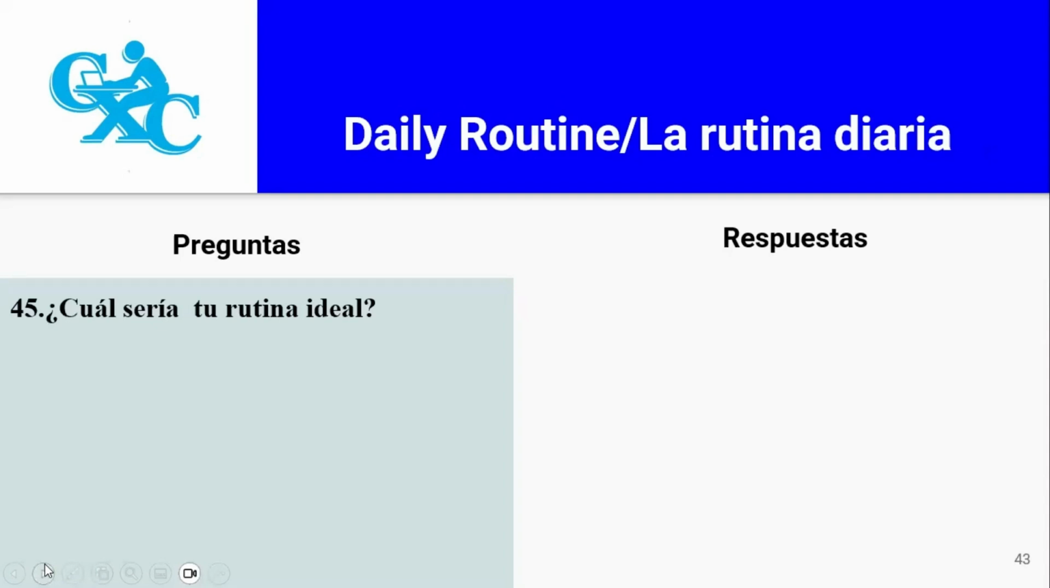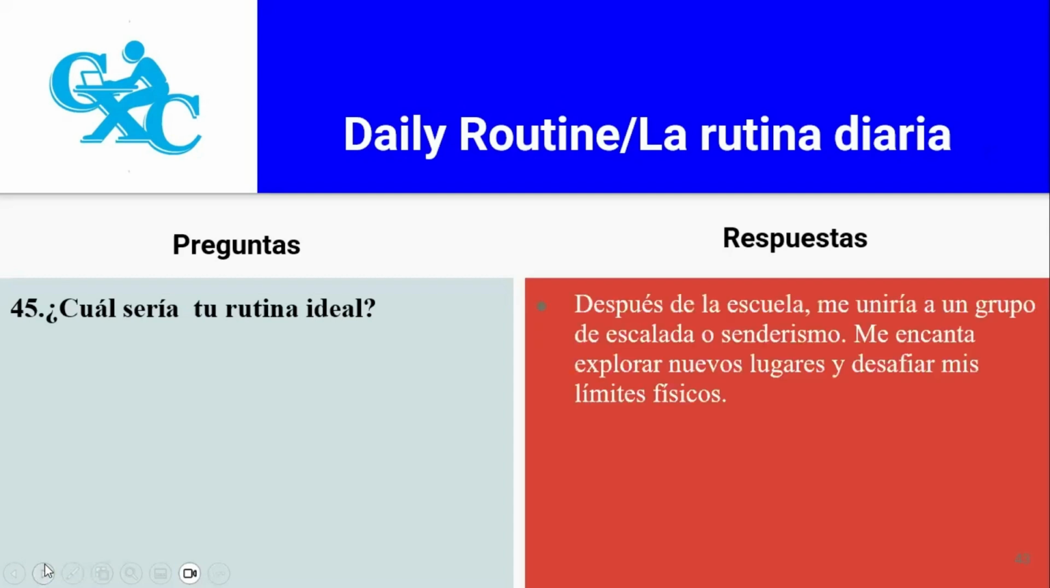¿Cuál sería tu rutina ideal? So it could be, Después de la escuela. Okay, voy a leerlo. Después de la escuela, me uniría a un grupo de escalada o senderismo. Me encanta explorar nuevos lugares y desafiar mis límites físicos.